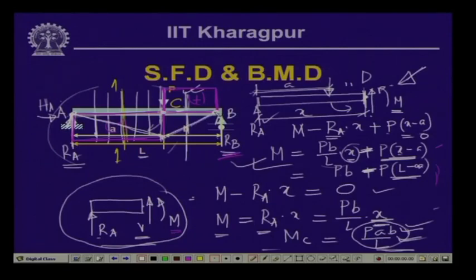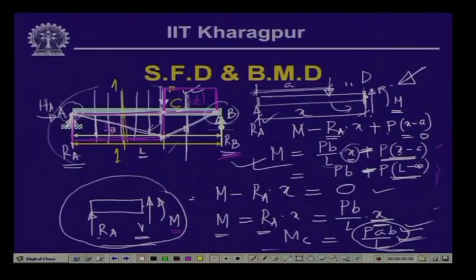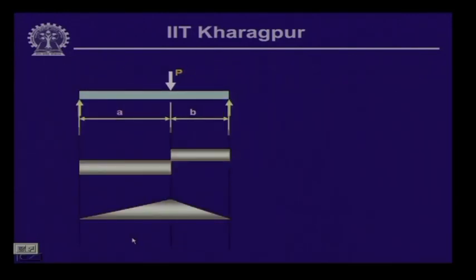As is expected, at the roller support and at the hinge support, the moment carrying capacity is 0. So the values of the bending moment at the hinge support and the roller support are expected to be 0. The variation of the bending moment along the length of the beam is in this triangular form, and this is what has been indicated over here.